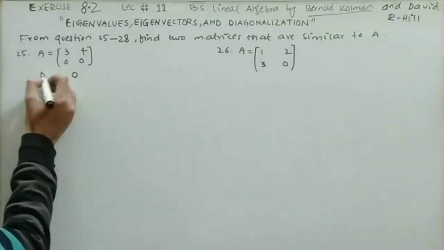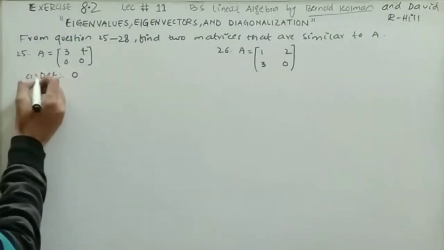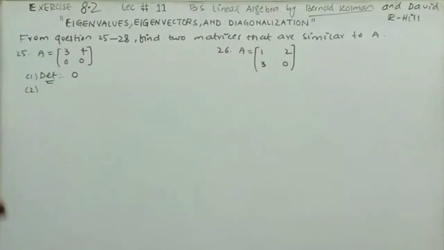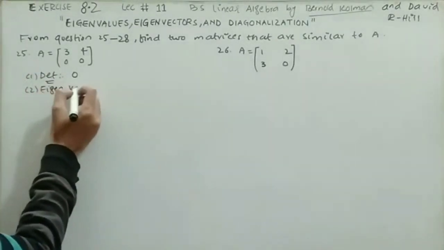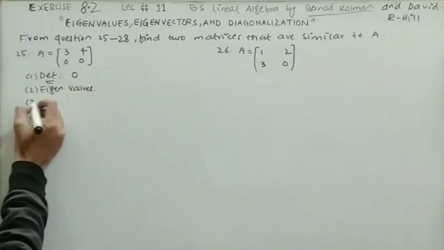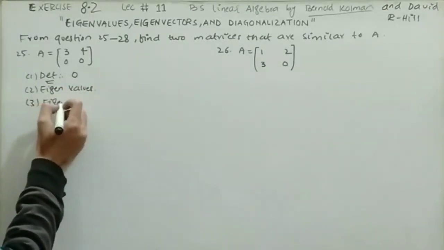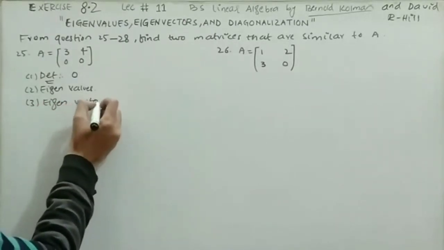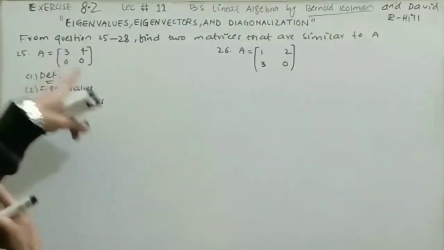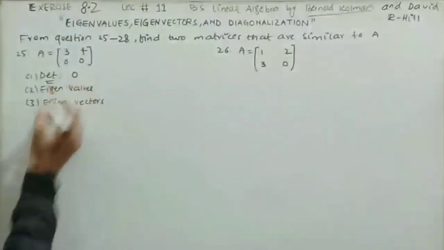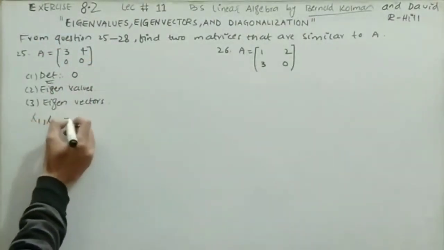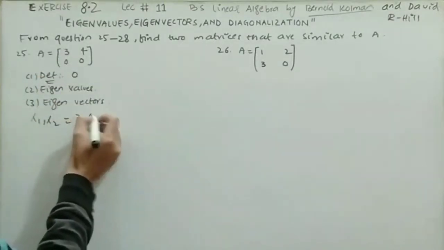The first condition is that the determinant will be 0. The second condition is that the eigenvalues of both the similar matrices and the given matrix should be the same. And the third condition is that the eigenvectors should be the same. Over here the given matrix is a triangular matrix, and for a triangular matrix the eigenvalues lie on the main diagonal. So the eigenvalues lambda 1 and lambda 2 are 3 and 0.